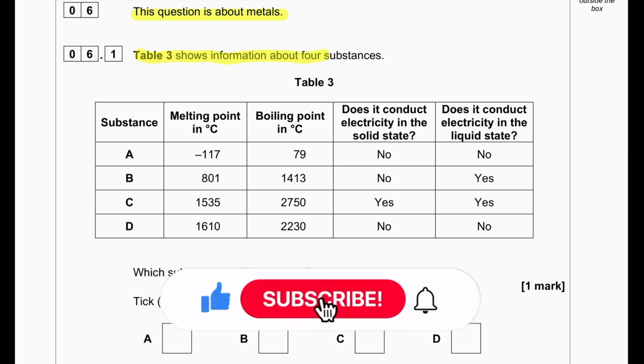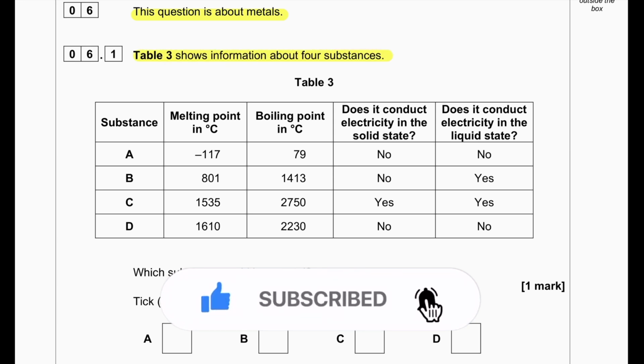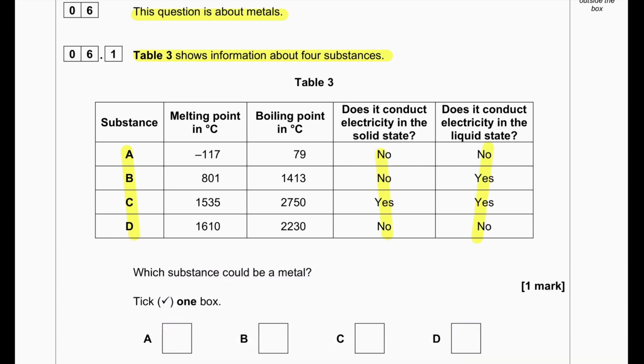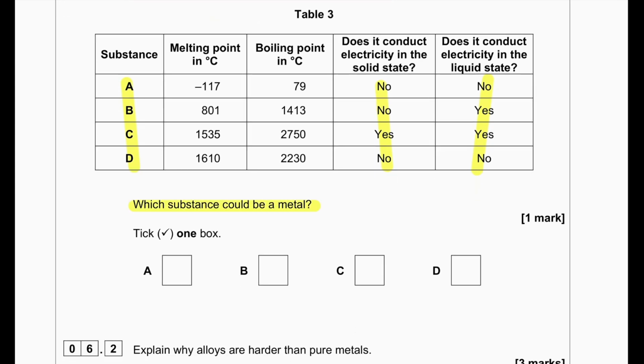Table 3 shows information about 4 substances. We can see the information here, and whether they conduct electricity, their melting point, boiling point, and whether they conduct electricity in their solid state and liquid state is provided. Which substances could be a metal? A metal will conduct electricity even in solid and also in liquid, and usually will have a relatively high boiling point. So C should be the answer.